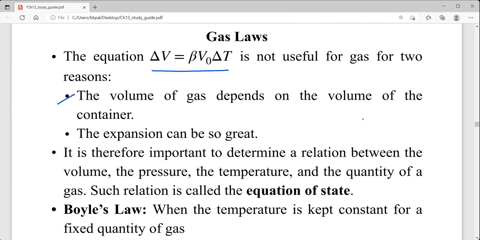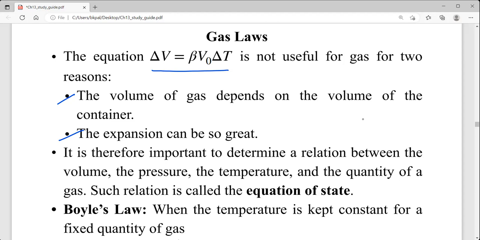The volume of gas depends on the volume of the container. The same amount of gas can fit in different size containers. So the delta V or the original volume V0 could be different for a different size container for the same amount of gas. And also the expansion can be so great.